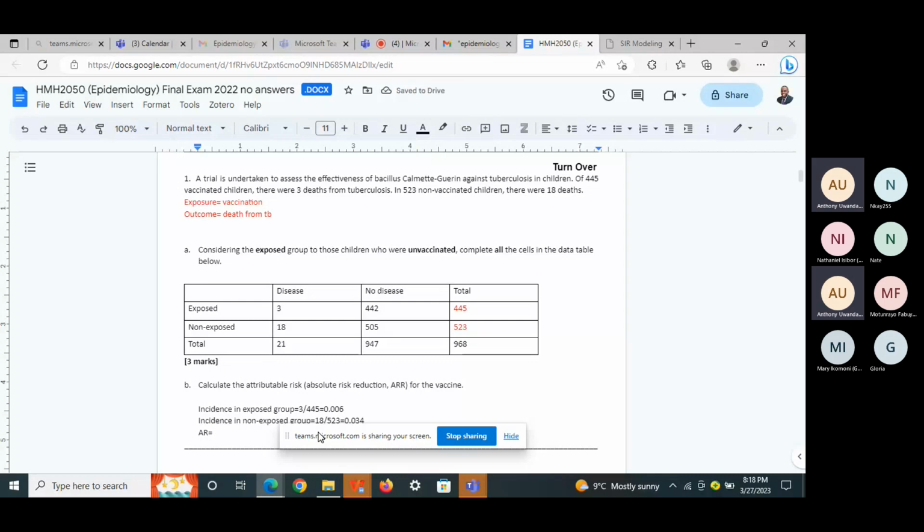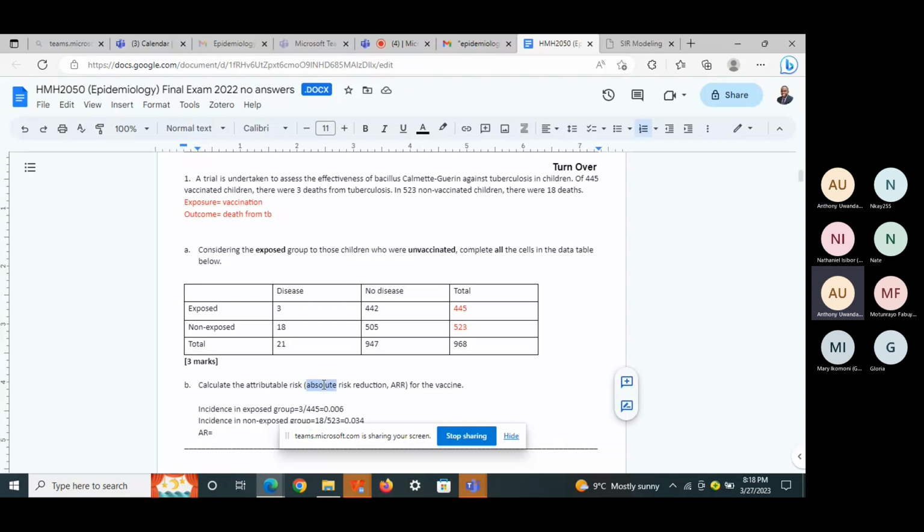So our attributable risk now will be what? The risk difference between the two, right? So that will be 0.006. Now you need to know that attributable absolute risk reduction is always positive in nature. So even if you are getting a negative value, that's why it's called absolute.